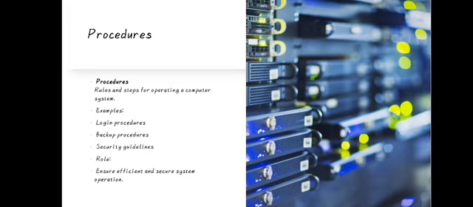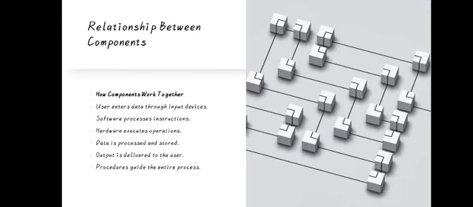Procedures are rules and steps for operating the computer system. Procedures include login procedures, backup procedures, and security guidelines. Their role is to ensure efficient and secure system operations.